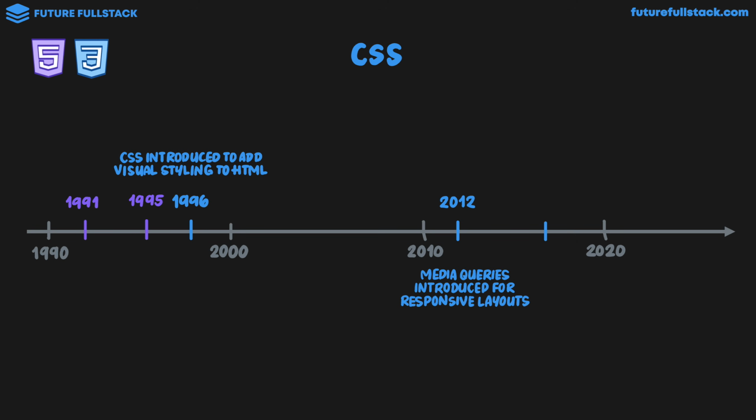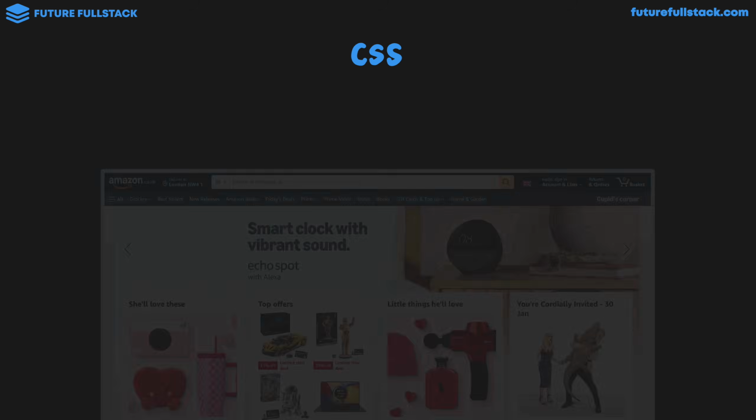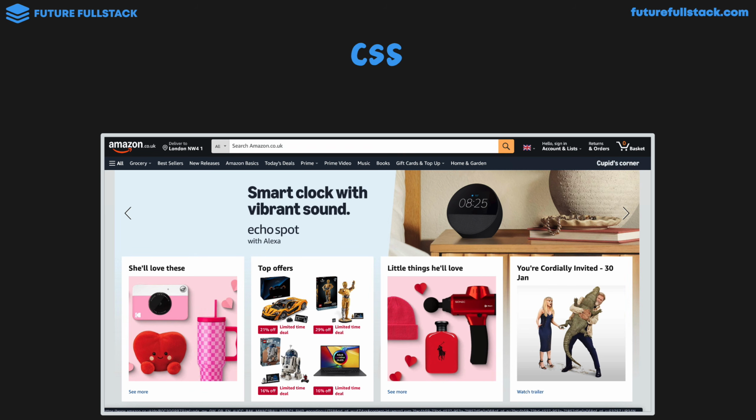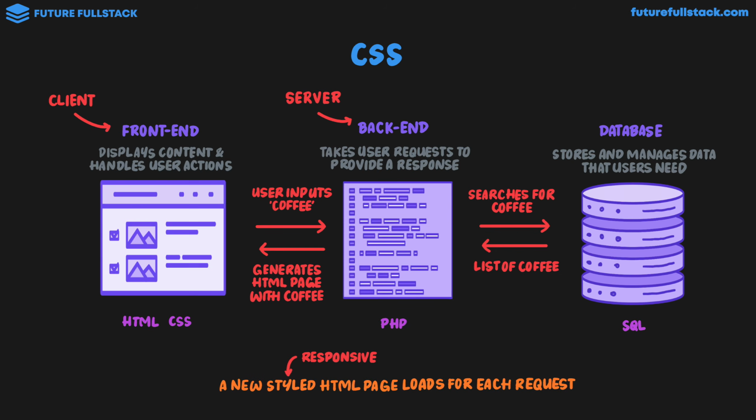The next key date is 2017, where CSS now allows for flexible layouts with Flexbox and Grid. So the Amazon homepage now looks like this, where we're using Flexbox as well as Grid layout to design much better pages. Looking again in our full stack, our styled pages are not only responsive, they're responsive with flexible layouts.